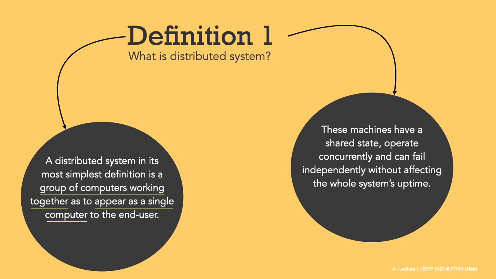In the second part, it describes how the computers should be working together. For the computers that need to be working together, they will share states. In order for that to happen, they need to operate concurrently. If one of them fails, it shall not affect the whole system. So that is the first definition.